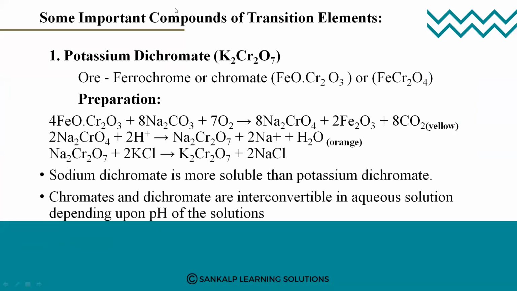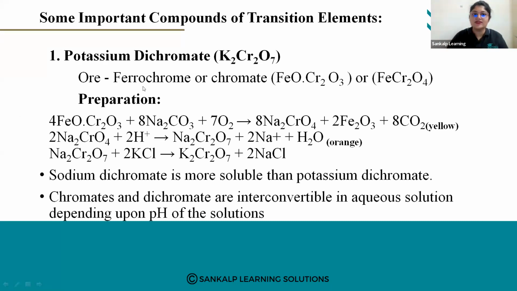So important compounds. This is important from the theory point of view. One of them is potassium dichromate, the manufacture of potassium dichromate from chromate ion. Questions are asked from this for the exam, from the theory point of view. They may ask you the preparation, which ore is used in the preparation of potassium dichromate, what is the formula of the ore. Like that the questions can be asked.